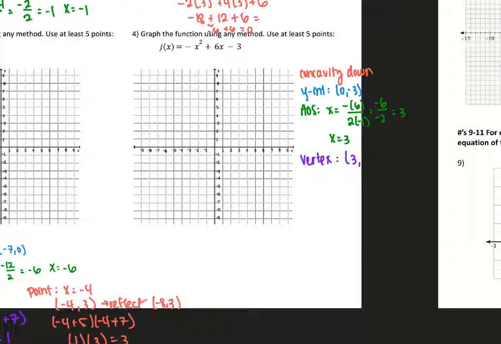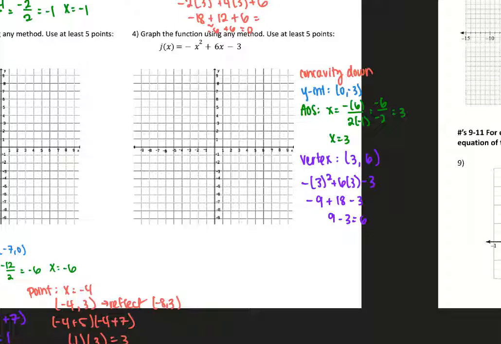To get the other half, we're going to plug 3 into our equation. So negative 3 squared plus 6 times 3 minus 3. Doing this in parts, we first look at the parentheses. So 3 squared is 9, and we're multiplying that by a -1, so that's -9. 6 times 3 is 18, and then we have minus 3. Going from left to right, -9 plus 18 is 9, minus 3 gives me 6. So my vertex is going to be (3, 6).